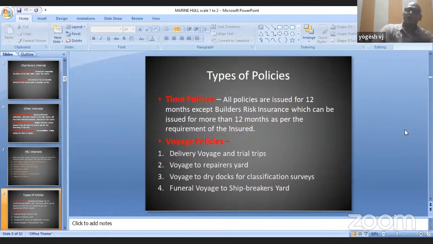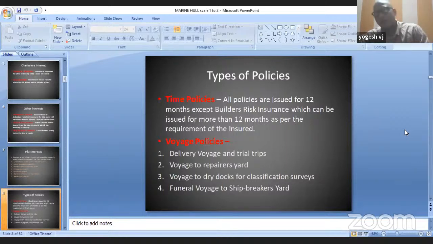Okay. Now, time policies. See, there are only two types of policies. One is time policy and the other is voyage policy. As I told you, in marine cargo insurance all the policies are issued on an annual basis. Similarly, time policies are issued on an annual basis. All hull insurance policies are time policies. Meaning, in marine cargo they say Institute Cargo Clauses, and in marine hull it is Institute Time Clauses. Okay. 1/10/1983. Both famous clauses. Now, all policies are issued for 12 months.